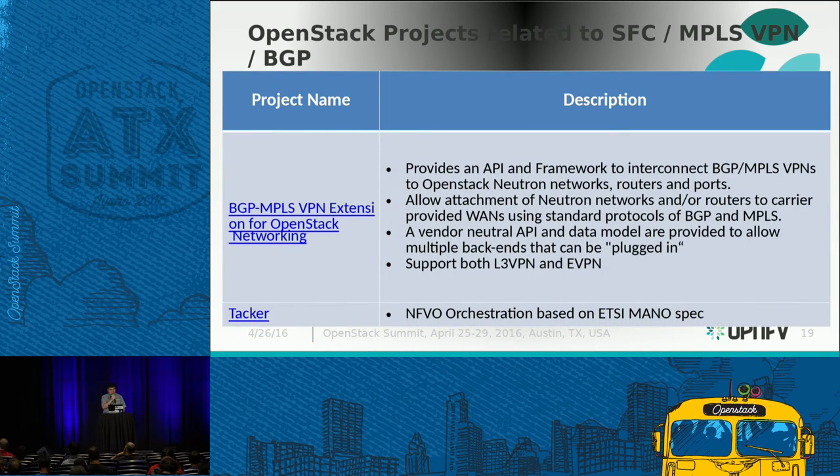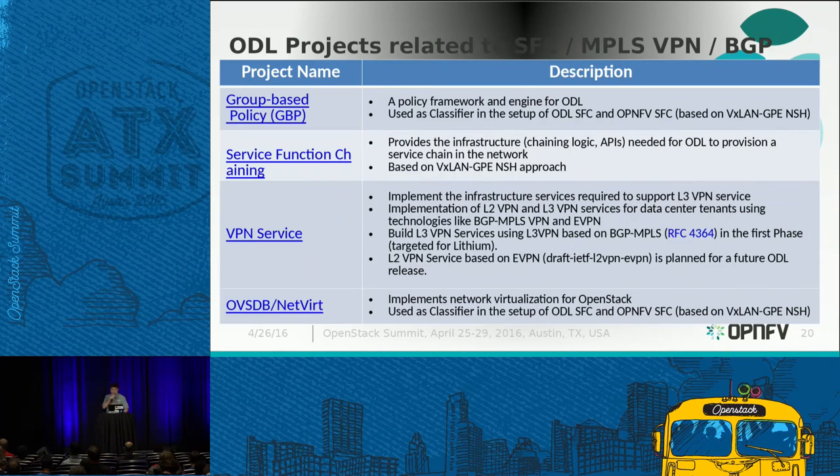And also there is the BGP VPN extensions for Neutron networking, which basically provides functions to create the BGP VPN and those APIs, and also the Tacker project for the orchestration and bring up the VNFs. And also in OpenDaylight, group-based policy can serve as a classifier in the service function chaining projects.